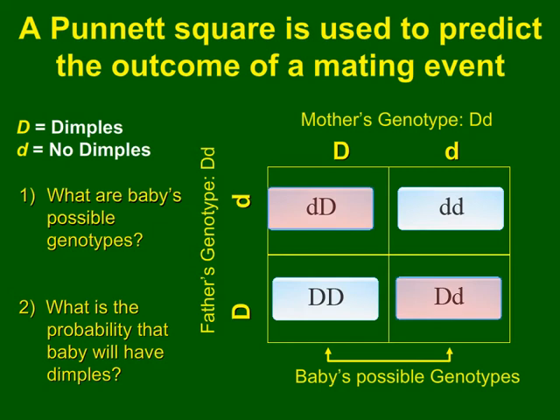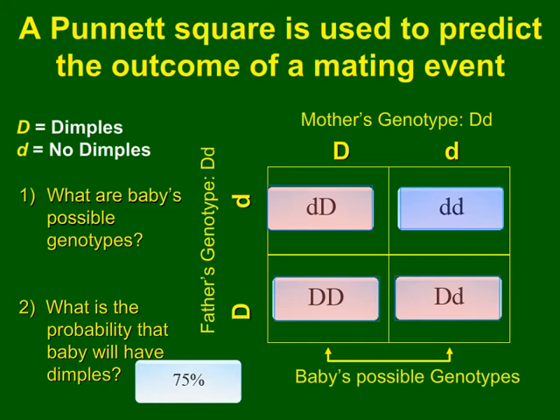Now, knowing this, we should also be able to predict the probability that any given child will have dimples. And so if you look at the genotypes in the square, you should remember that the heterozygotes, as well as the homozygous dominants, will express the dimples phenotype, and that only the homozygous recessive individuals will not have dimples. So in this case, there is a 75% chance that the baby will have dimples, or 3 out of 4, and a 25% chance that the baby will not have dimples, or 1 out of 4.